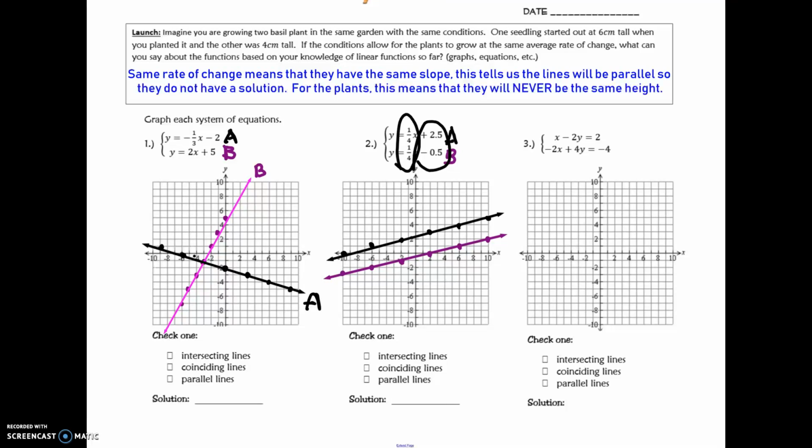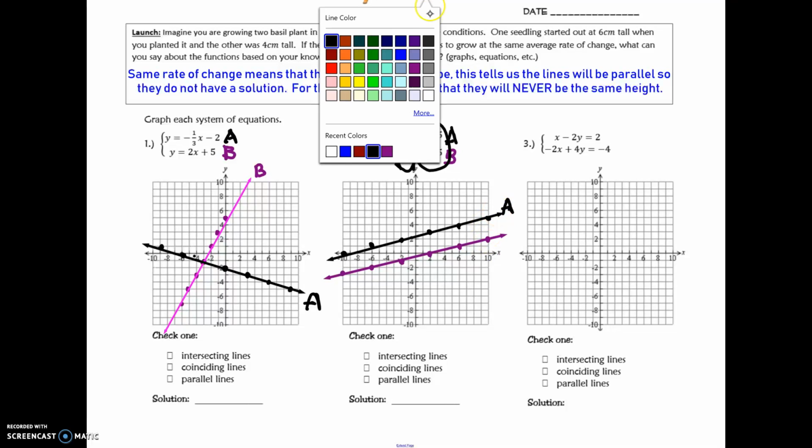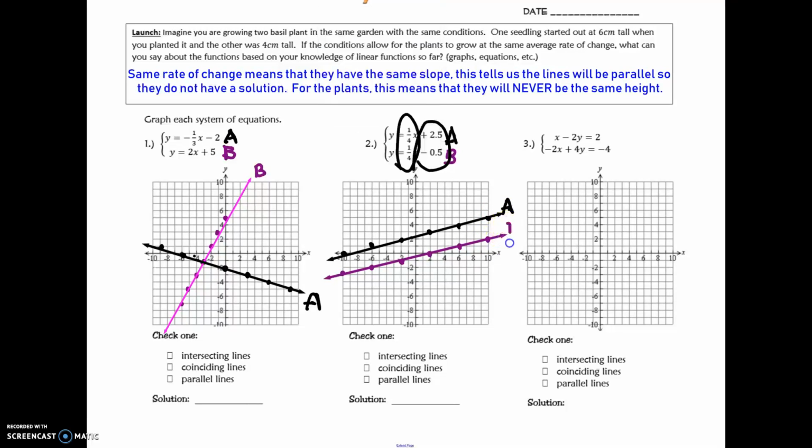Notice how my lines are color-coded, but just to be safe, to make sure that my labels are matched with my graphs, I'm going to make sure that I label each graph using the letter that I've indicated above. So now that I've done that, I'm going to identify this as a set of parallel lines. And in this case, my solution will end up being no solution. And remember, it's no solution because there is no point of intersection between these two lines.